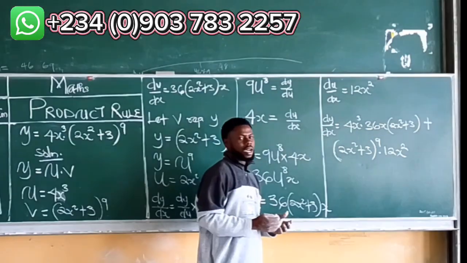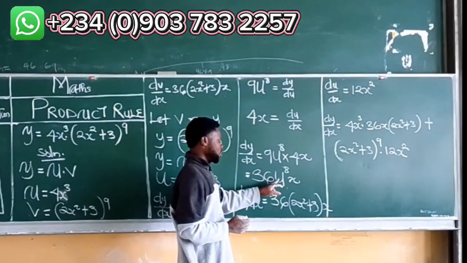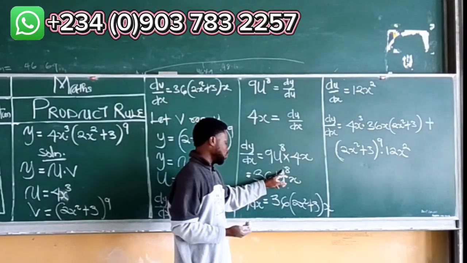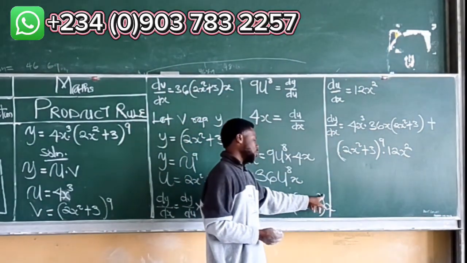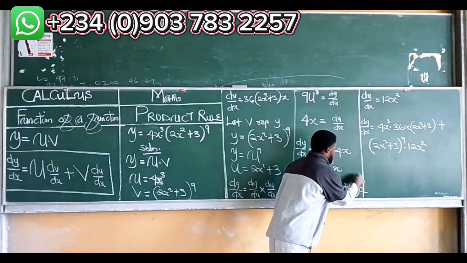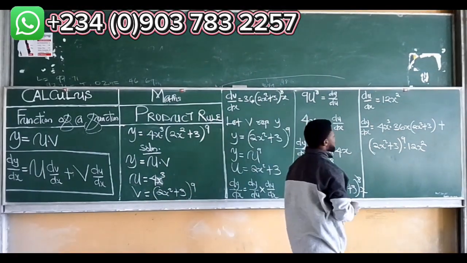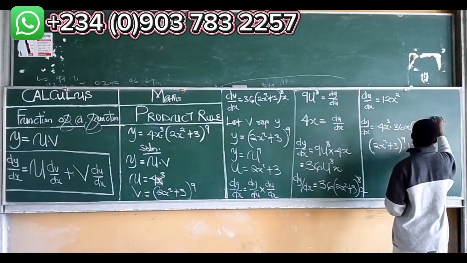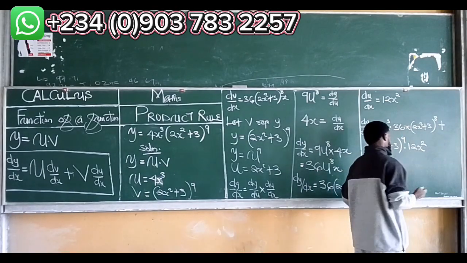Okay, at this point, I observed that this was 36 u raised to the power of 8. So it was meant to be 36x raised to the power of 8. So this is raised to the power of 8, and okay, so that is it.